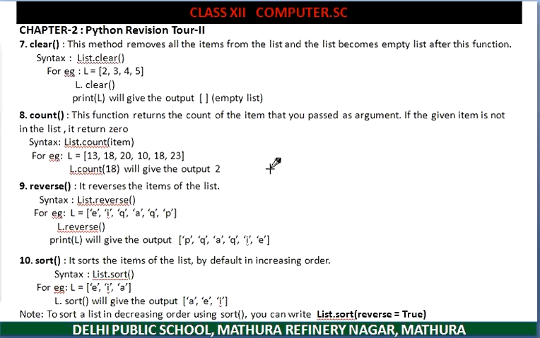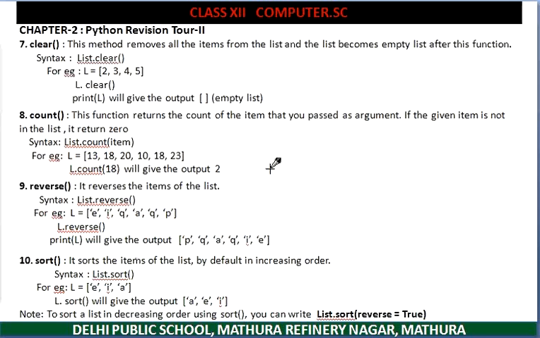Next, reverse. It reverses the items of the list. Syntax: list.reverse(). Here L = E, I, Q, A, Q, P. If you write L.reverse(), it will reverse the list and give the output P, Q, A, Q, I, E.